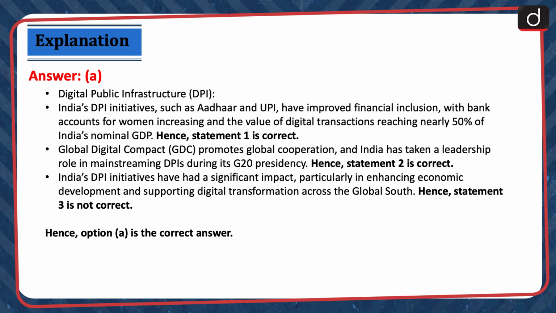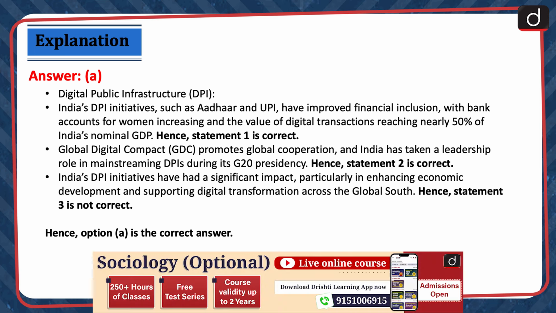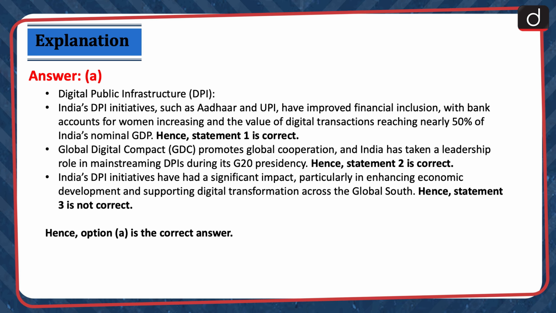Global Digital Compact promotes global cooperation and India has taken a leadership role in mainstreaming DPIs during its G20 presidency. Hence, statement 2 is correct. India's DPI initiatives have had a significant impact, particularly in enhancing economic development and supporting digital transformation across the Global South. Hence, statement 3 is not correct. Hence, option A is the correct answer.